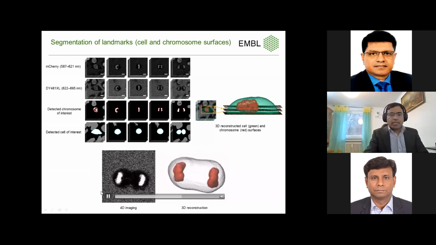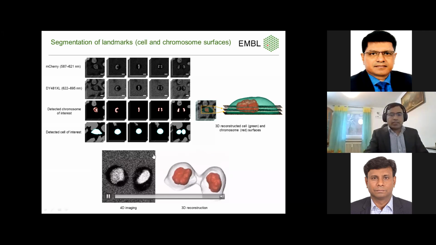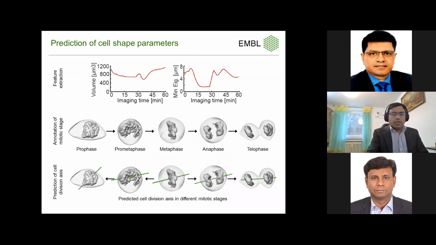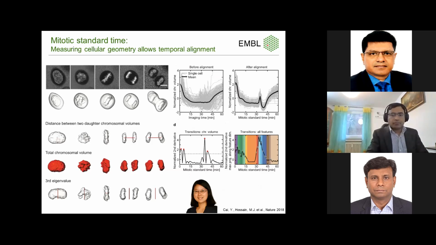We do it in an automatic way, and we also check whether we performed the segmentation well. We also detect many different parameters. One important thing is that we need to align them, so we need to predict the cell division axis. I use DNA shape to predict the cell division axis. This is also a complicated process where you need to use spatial and temporal information to predict the cell division axis reliably.